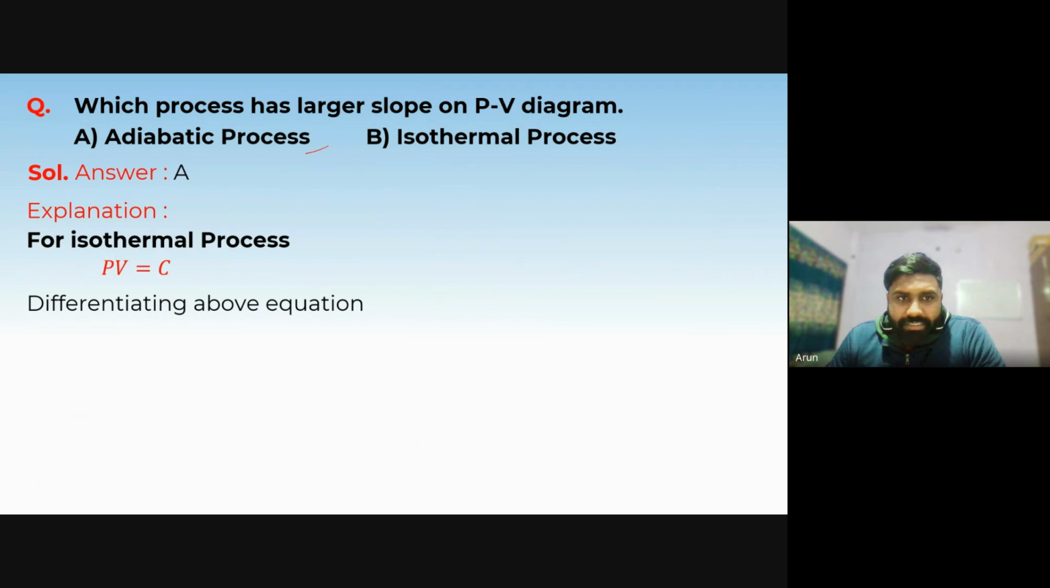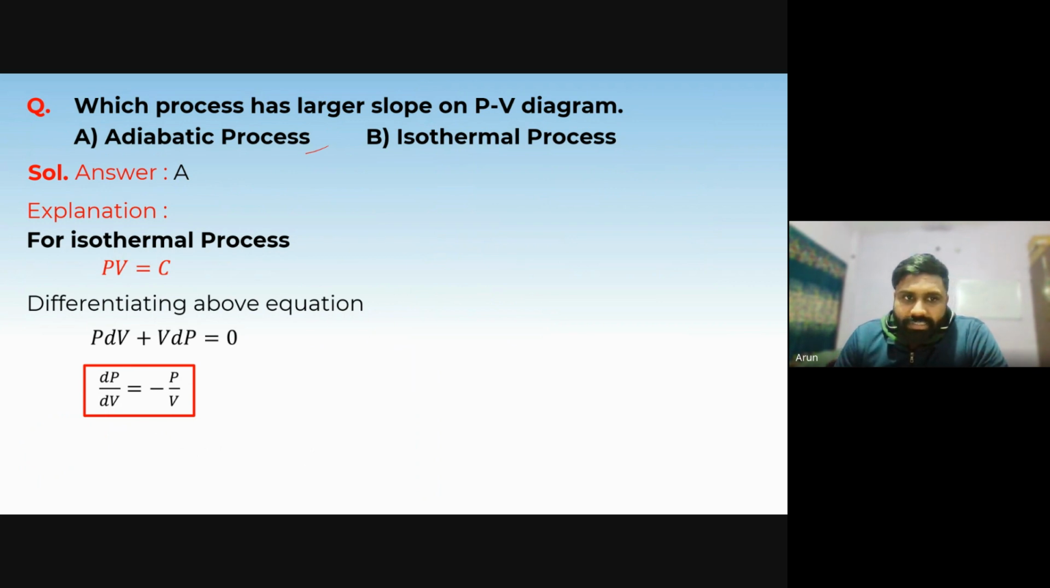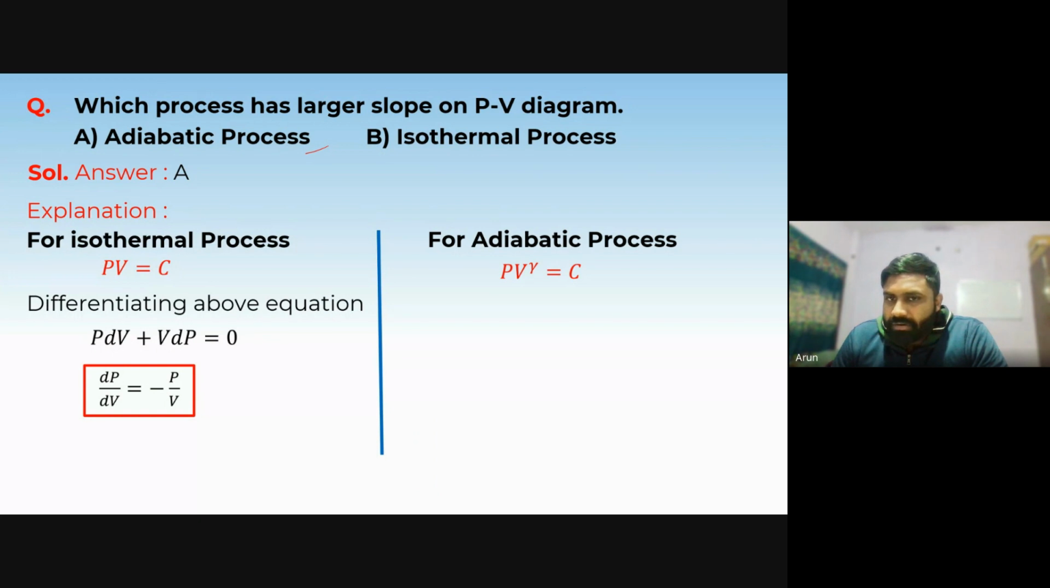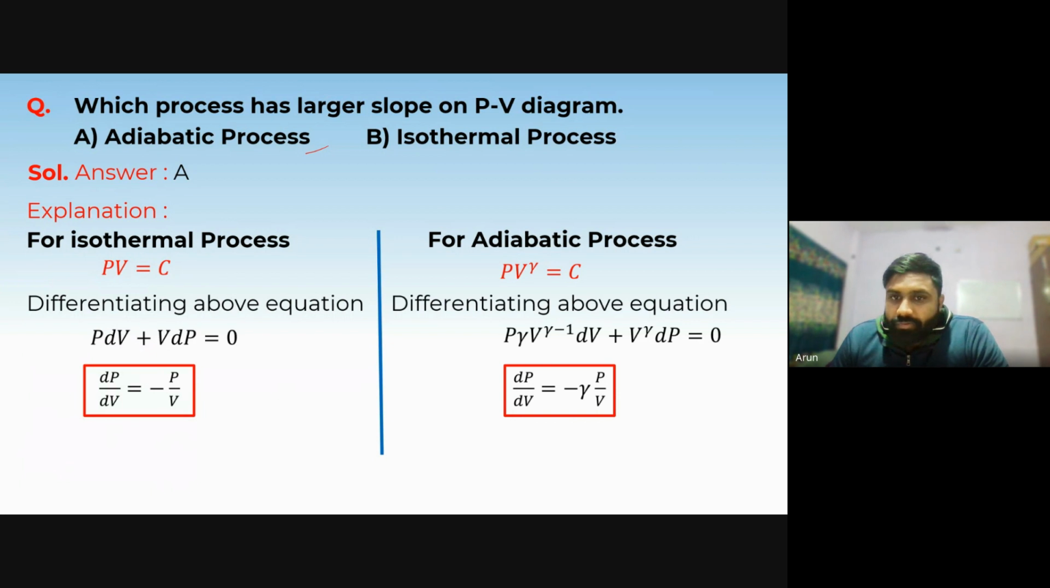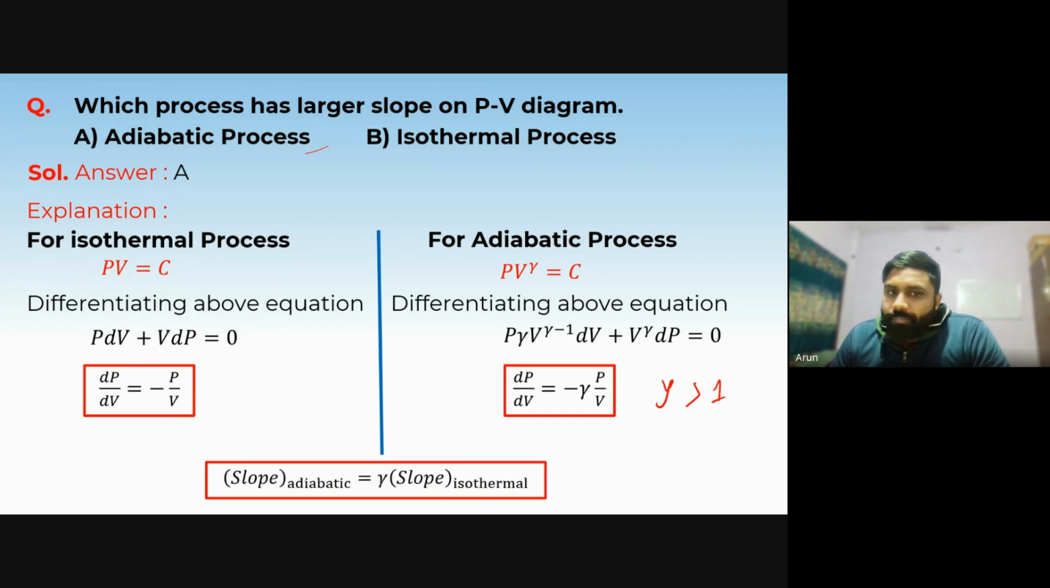So PV is equals to C. If you differentiate this, this will give you PdV plus VdP, and this is for isothermal process. So dP by dV is the slope of PV diagram, which is minus P by V. Now for adiabatic process, PV raised to the power gamma is equals to C is the equation of this process. If you differentiate this, you will have minus gamma times P by V, and gamma is a quantity which is greater than 1. So the slope of adiabatic process is equals to gamma times the slope of isothermal process. Always remember this. And gamma is greater than 1.